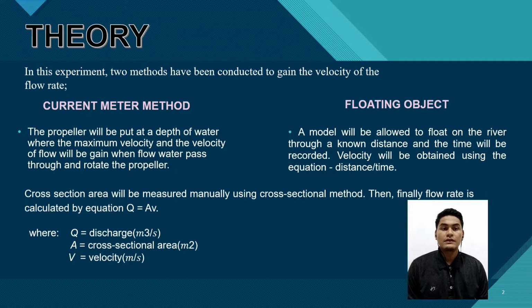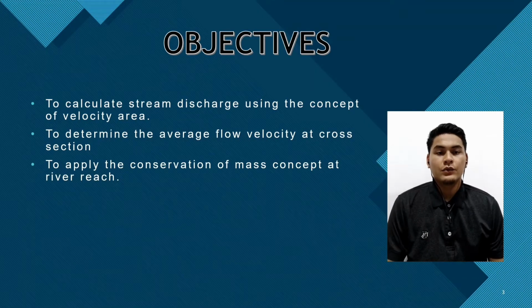Cross-sectional area will be measured manually using the cross-sectional method. Then finally, flow rate is calculated by the equation Q equals A times V, where Q is discharge, A is cross-sectional area, and V is velocity. The objective is to calculate stream discharge using the concept of velocity-area to determine the average flow velocity of the cross-section, and to apply the conservation of mass concept at the river bridge.